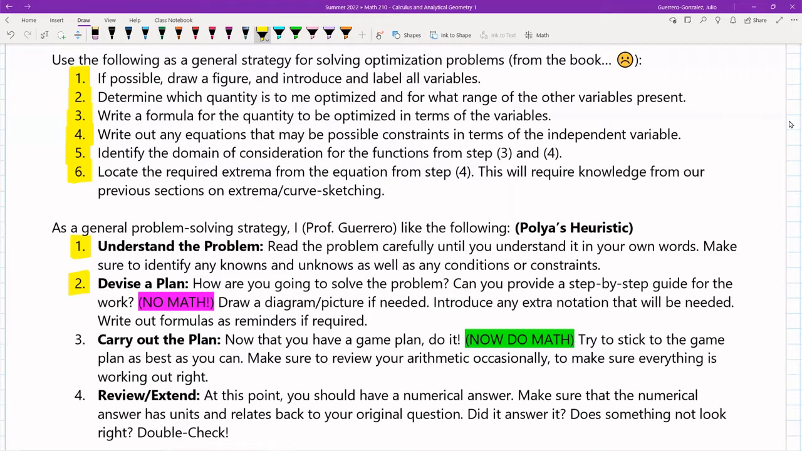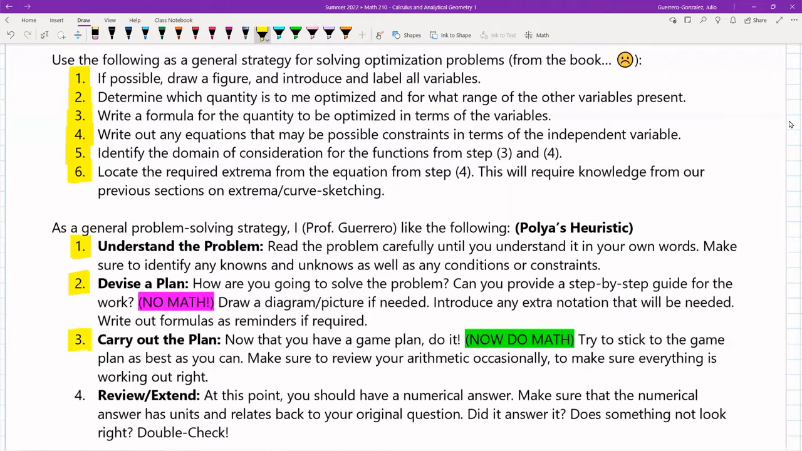This is where you would draw a picture if you needed it, and introduce any extra notation. So if you had to call something a length and another thing a width, this is where you would put it in. Write out any formulas you need to remind you. If we liken this to a football game, this is where we're drawing out the play. We're on the sidelines, in the huddle. This is what's going to happen.